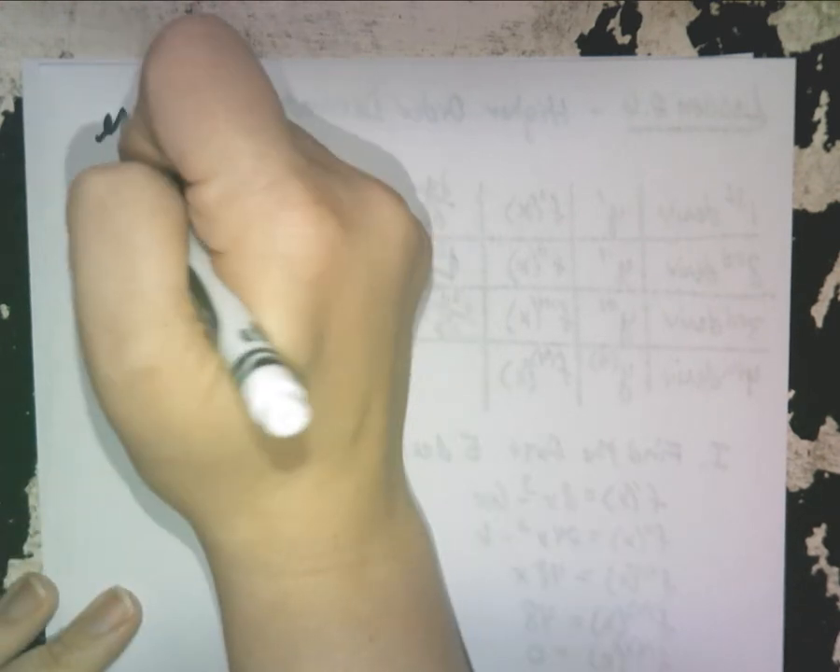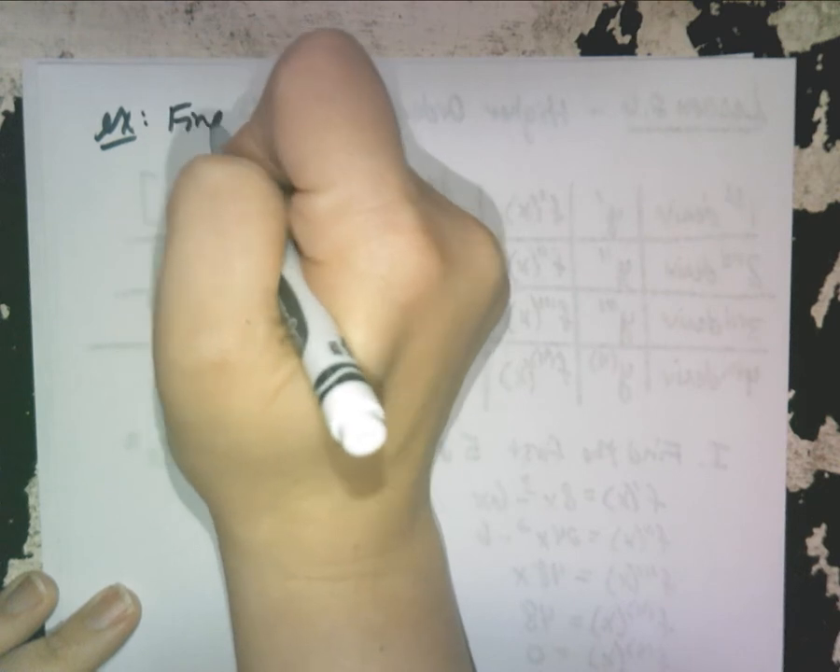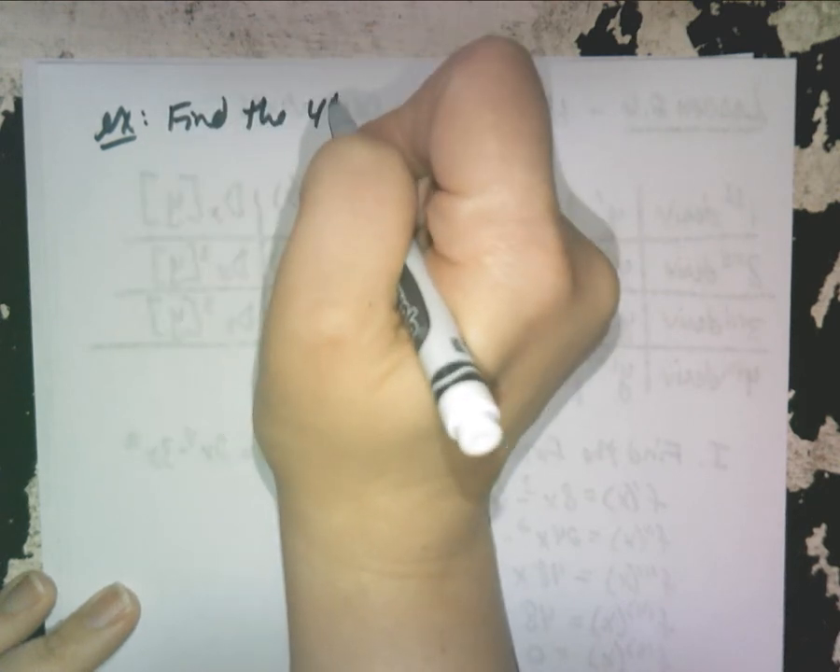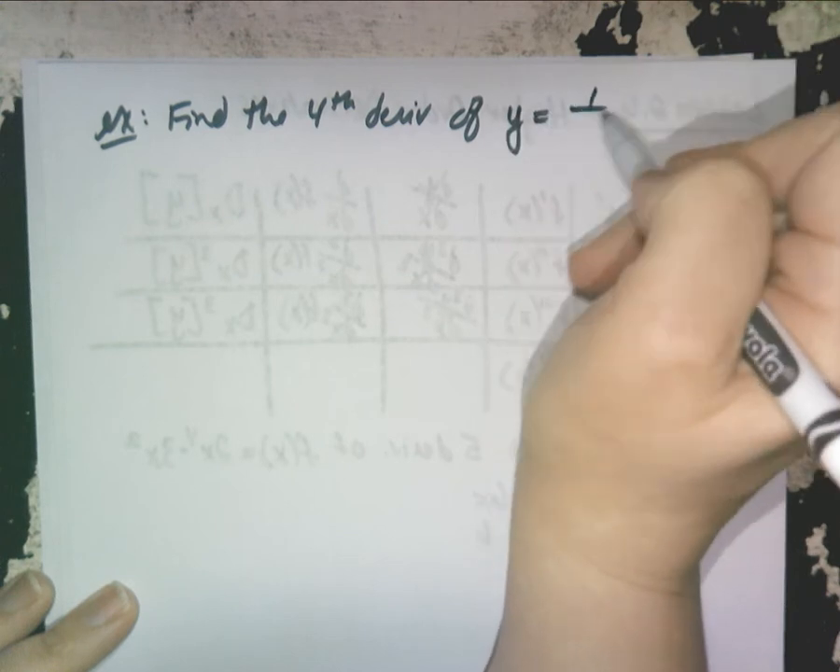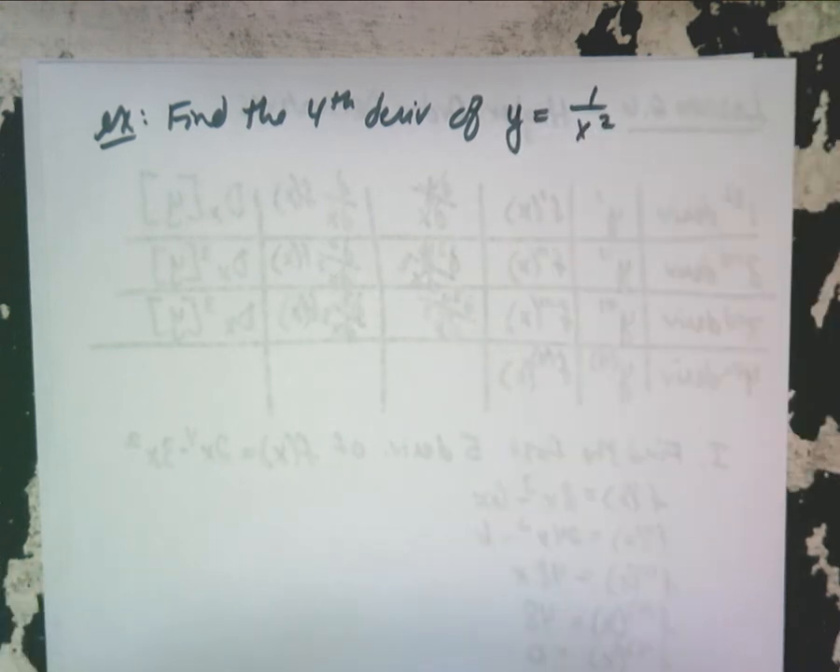All right, so almost done. I got one more problem for you, and then why do we do this is going to be at the end right now. Find the 4th derivative of y equals 1 over x squared. I want to do this one because obviously people still mess this one up.